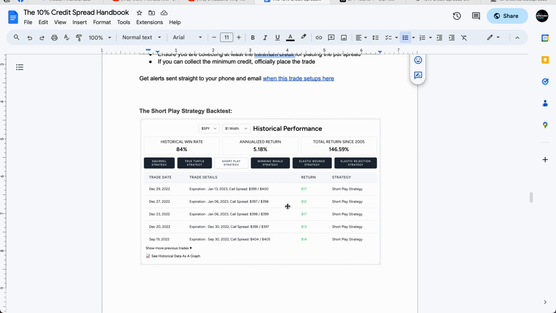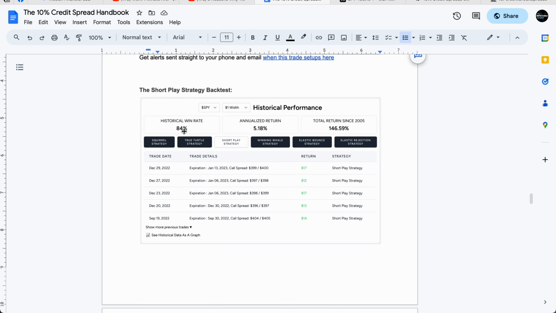Now, what are we looking at for our average stats on this strategy? We're looking at an 84% win rate. We're looking at a 5% annualized return. Why is this lower than the previous ones, even though the win rate is roughly the same? That's because there's not many occurrences.